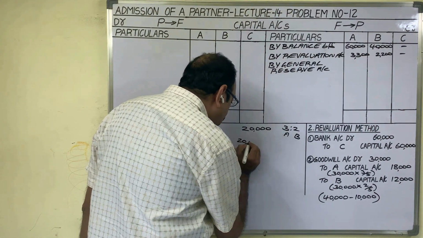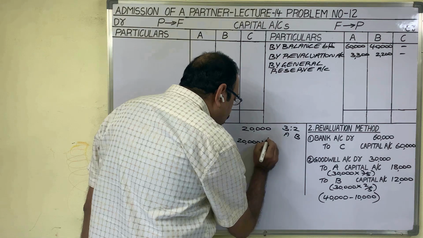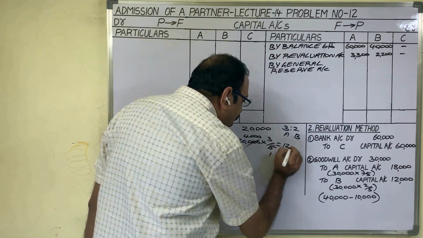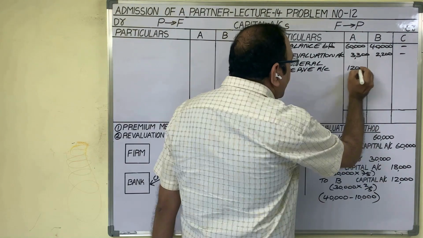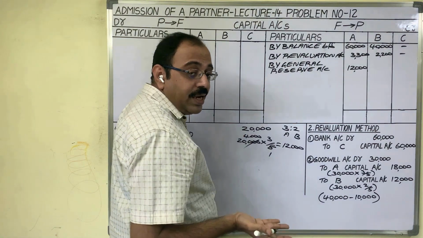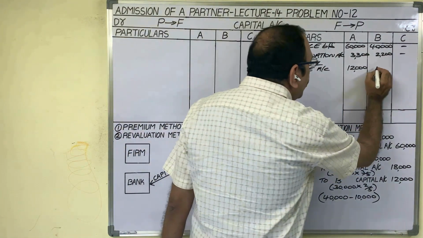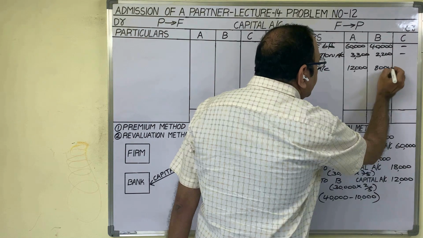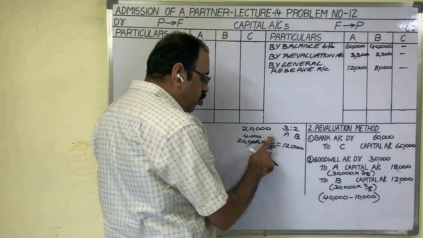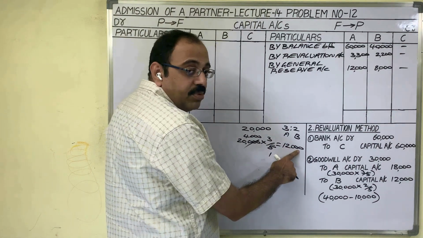So in 20,000 rupees, 3 by 5 belongs to A: 12,000 rupees. From 20,000, if you deduct 12,000, the remaining amount is 8,000 rupees. That amount belongs to B. Otherwise, you can calculate here: 20,000 into 2 by 5, 8,000 comes.